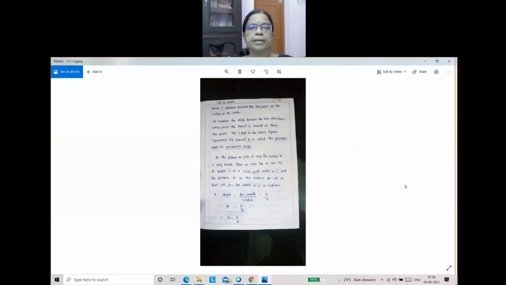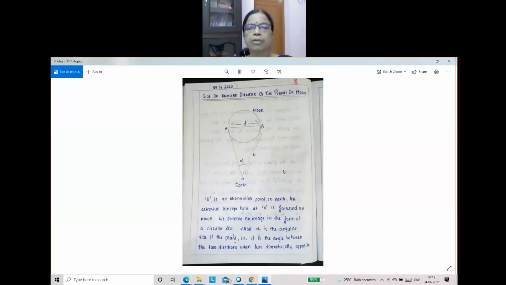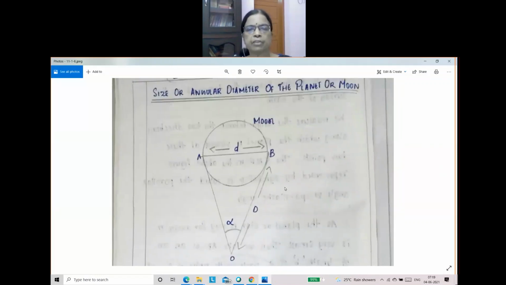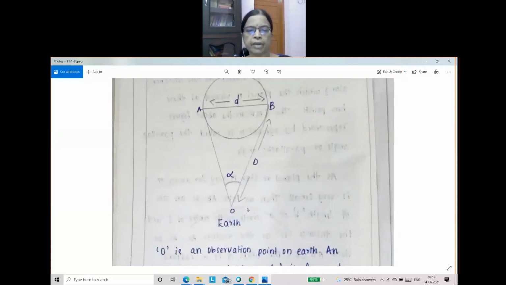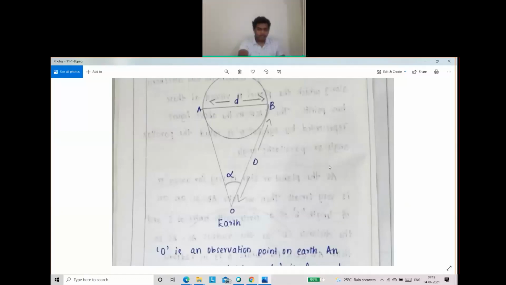The next is, see, diameter of moon. How will you measure the diameter of the moon from the surface of the Earth? This is our Earth where we live, and this is an observatory on the surface of the Earth. Which instrument is needed to view a distant star or planet? A telescope is needed.